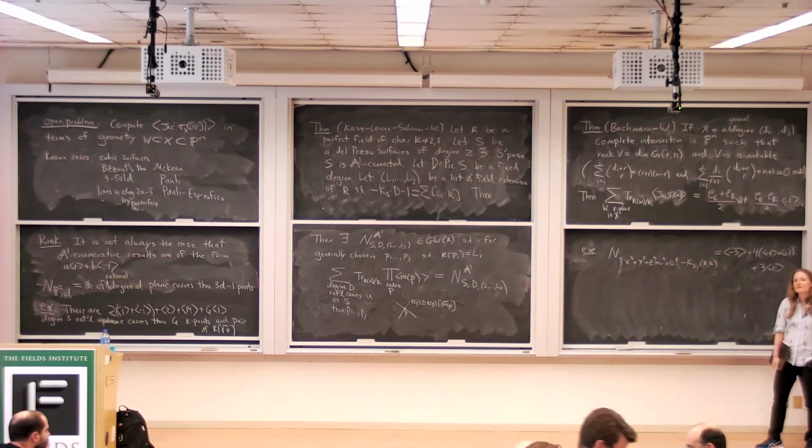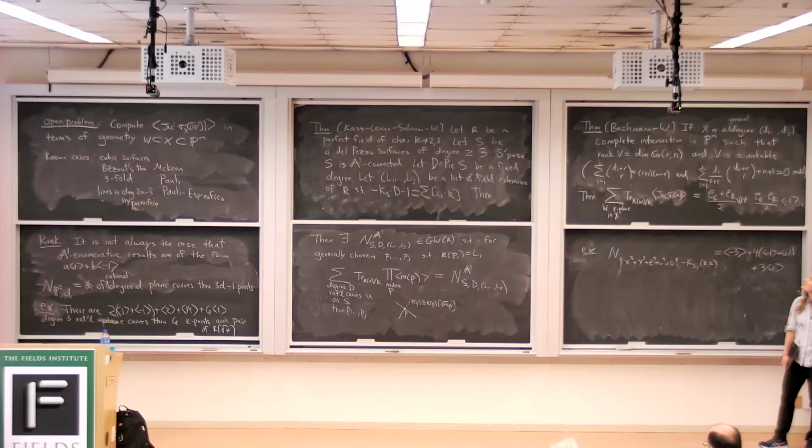I was also curious about this sort of Euler class type calculation. So what about if you replace Pn by, I was going to say like a toric variety, but let's say a product of projective spaces, and you want to count like planes of a certain type or whatever in it. Then you'll get exactly the same result, provably.